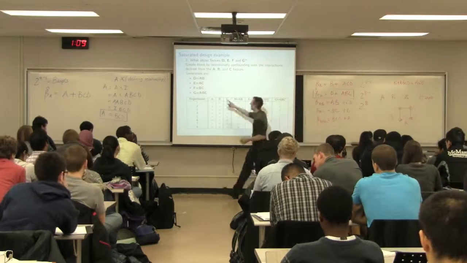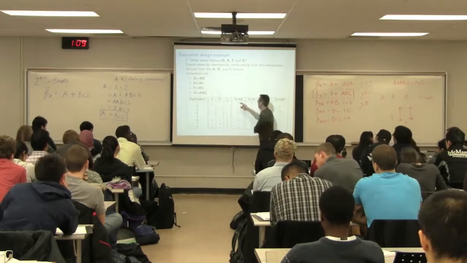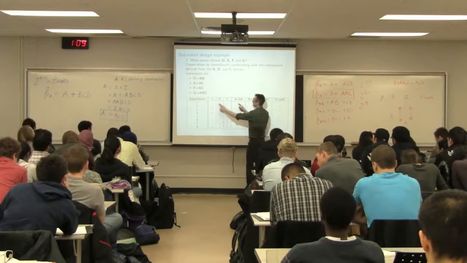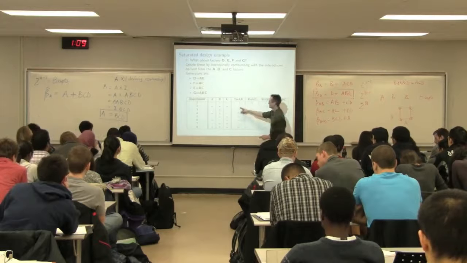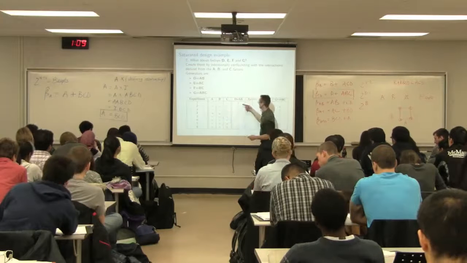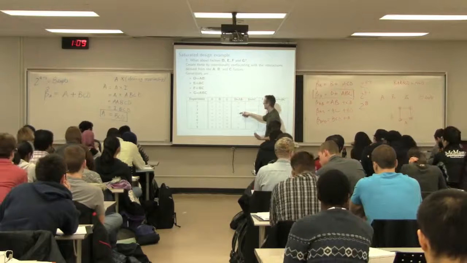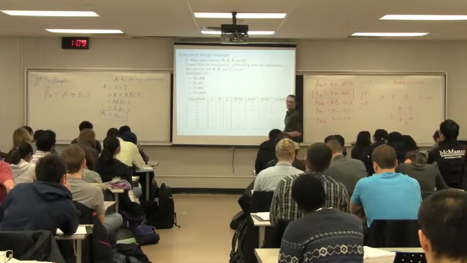So D is the product of A, B. My first experiment in standard order is the product of A, B: minus, minus gets me a plus. Second experiment, plus, minus gives me a minus. Notice here that we see these patterns recur: plus, minus, minus, plus, minus, minus, plus.